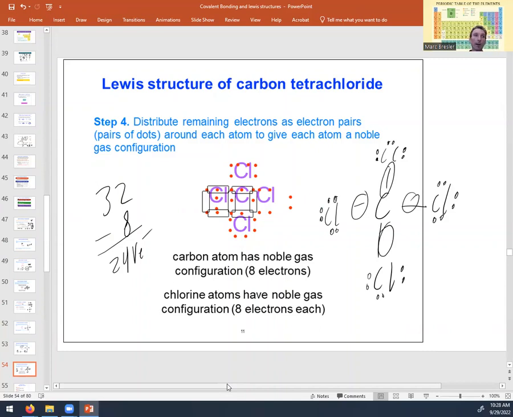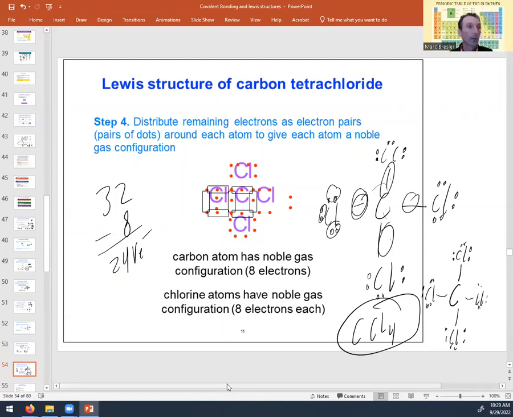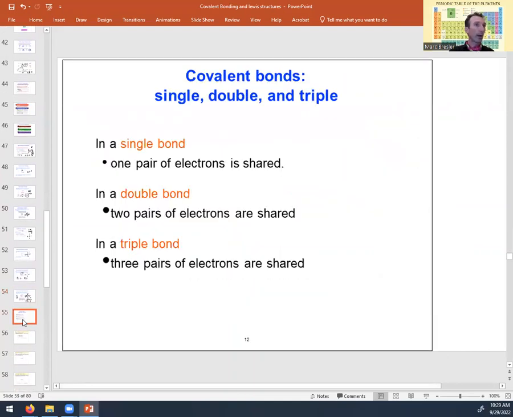You can see each chlorine has 2, 4, 6, 8 electrons, and the carbon has 2, 4, 6, 8 electrons. So our final Lewis structure will look like this. And so that's CCl4, carbon tetrachloride. I hope that helps. This is an introduction, so there are some practice problems.